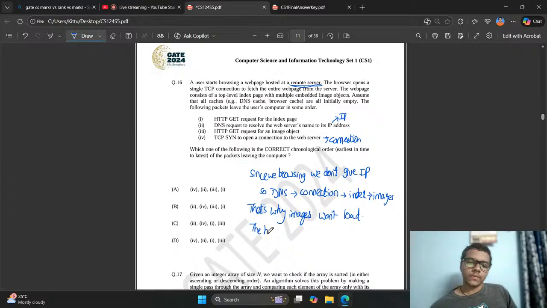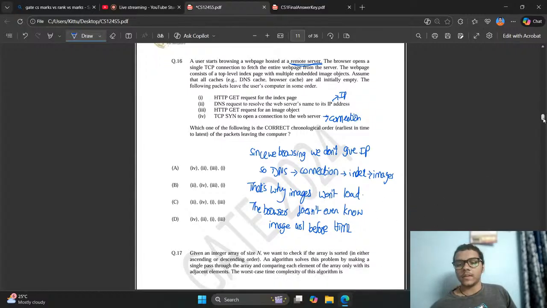The browser doesn't even know images before HTML. Right, that is a great insight.